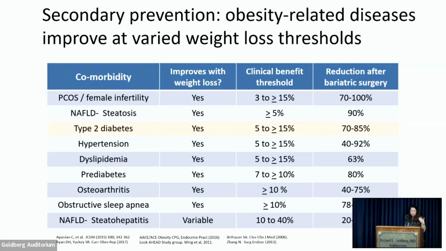But even things like blood pressure, arthritis, sleep apnea, again, some of these things we need to hit about 10%. So that's the magic number I want you to have in your head when you're seeing somebody who has a comorbidity. You really don't want to be just getting a couple pounds. You want to be targeting 10% or more.